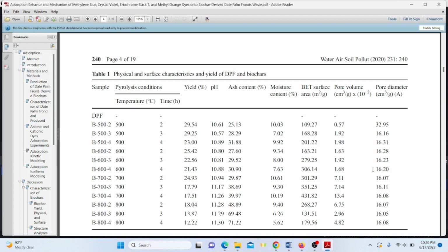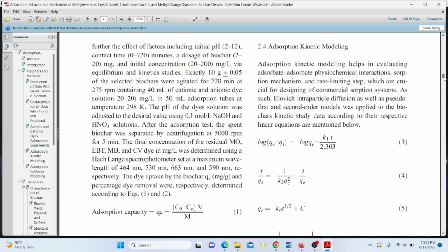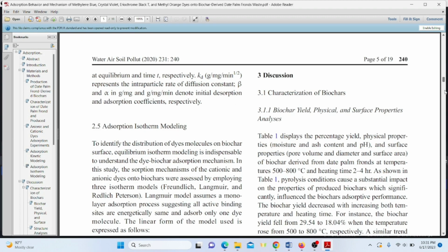The higher surface area was achieved at 700 for 4 hours, which is 434. The pore volume varies from 0.57 to 7.14, and 7.14 is at 700 for 3 hours. Similarly, the pore diameter fluctuates from 32.95 to 16.05. So 32.95 is at 500 for 2 hours, and the lower one is at 800 for 3 hours. Subsequently we will have a quick look at the other physicochemical properties.